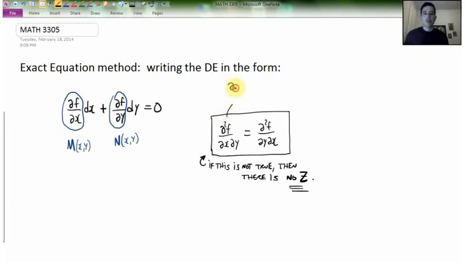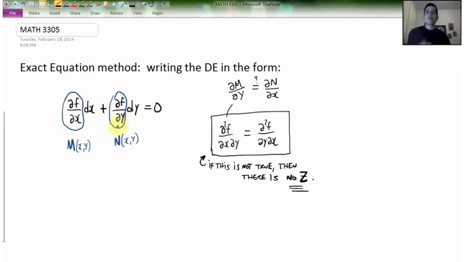This is partial M partial y. We need to verify if it's partial N partial x. Okay? Partial f partial x, that's M, and then when we do partial y, it becomes that. Partial f partial y, that's N, and then when we do partial x, it becomes partial N partial x. If those two are equal, then we can move on. So this is an exact equation.